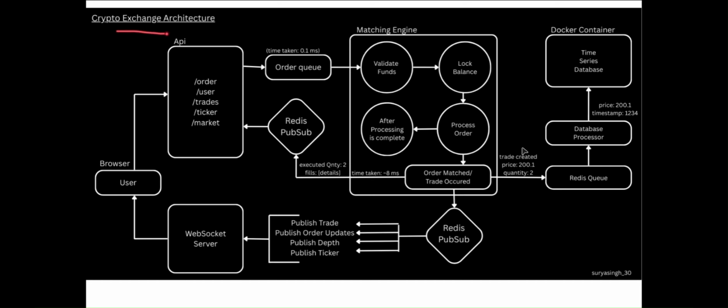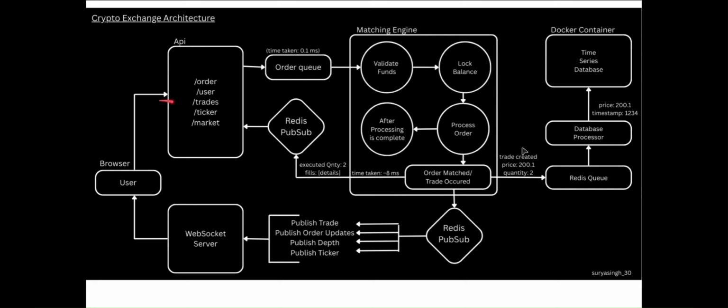So here's the architecture of this project. Whenever a user, say from a browser, places an order, first it hits the API layer. This backend handles all the routes like order, user, trades, ticker, and market. This is the only point of contact between client and the system. So whenever a user wants to check their balance, latest trades, and market depth, it all goes through here.